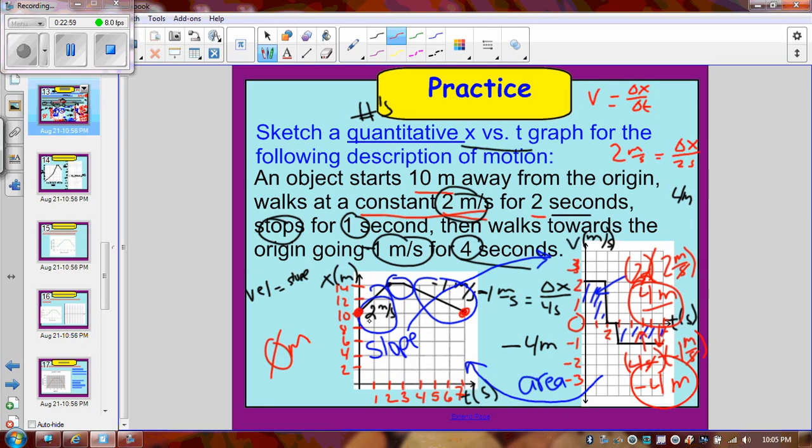We figured out how to make a velocity versus time graph. We figured out how to make a quantitative position versus time graph. And we also figured out that to go from a position graph to a velocity graph, we use the slope. And to go from a velocity graph to a position graph, we use the area. If you are in calculus, or if you've ever taken calculus, this is the exact same thing as derivatives and integrals. The slope would be the derivative, and the area would be the integral. However, if you're not in calculus, don't worry about making that connection.